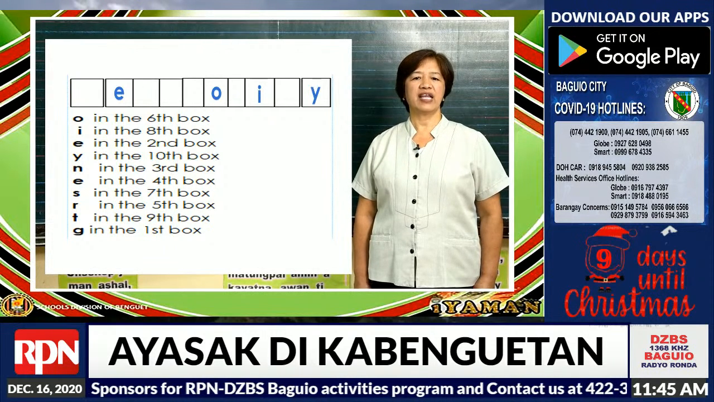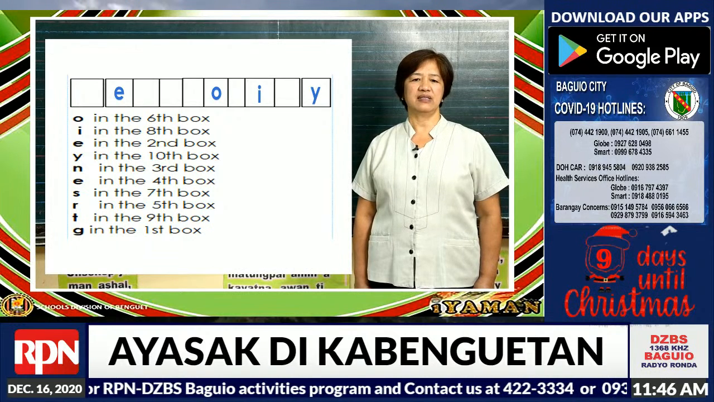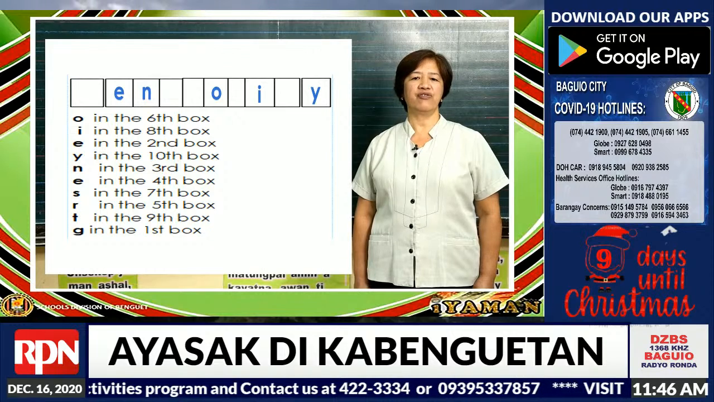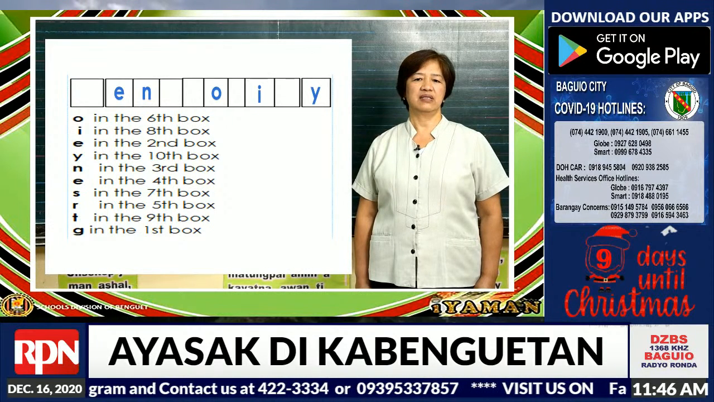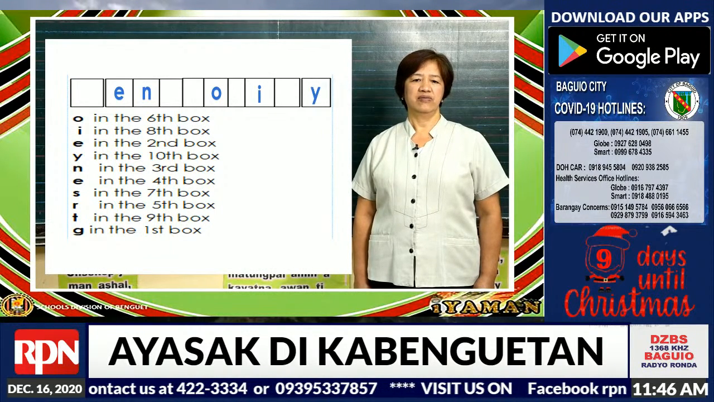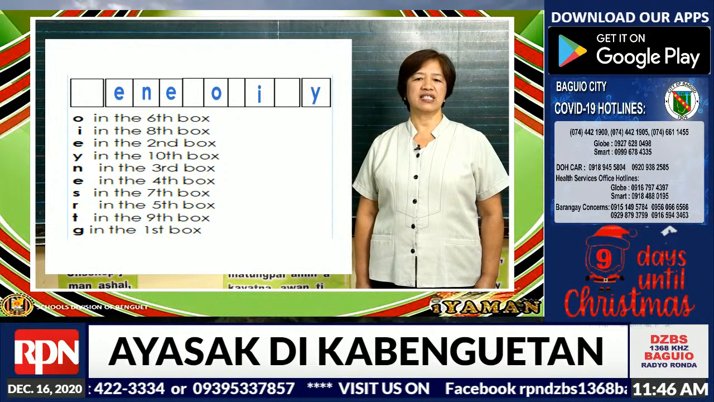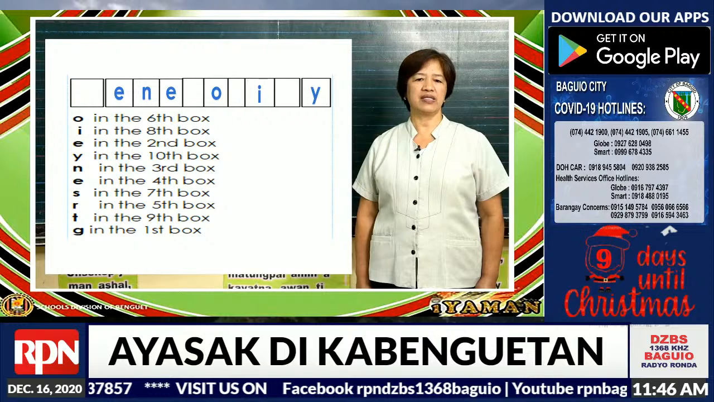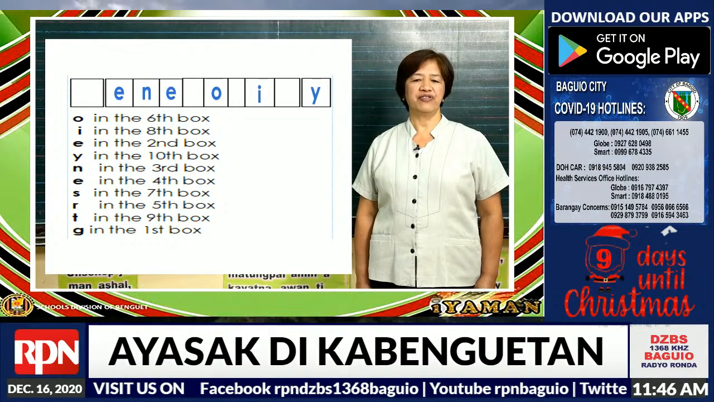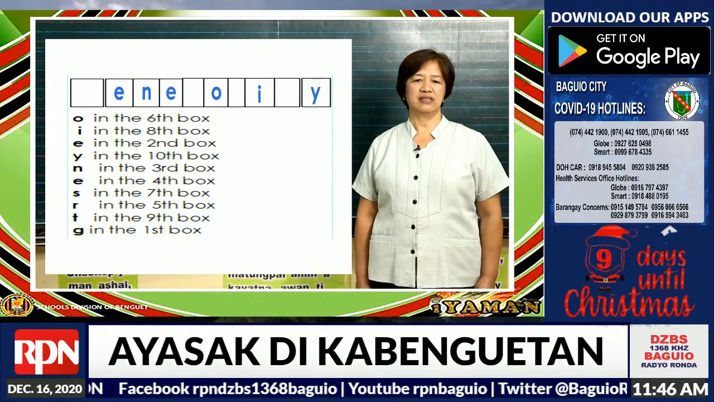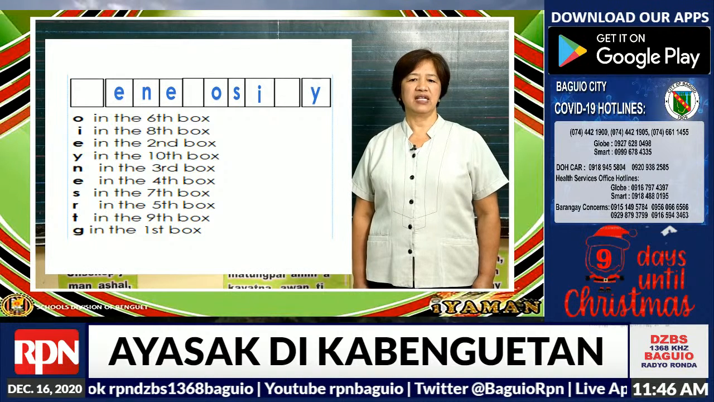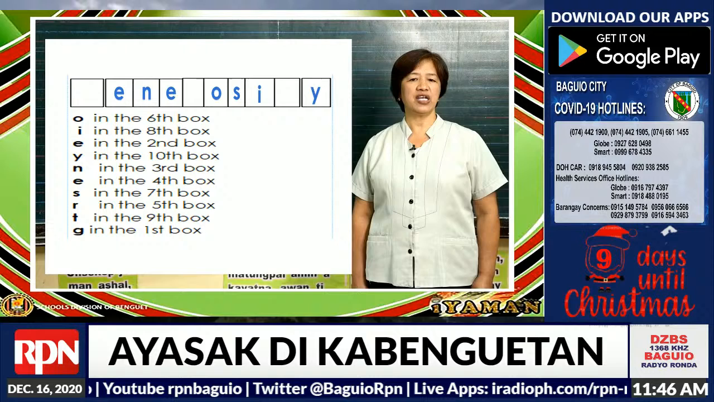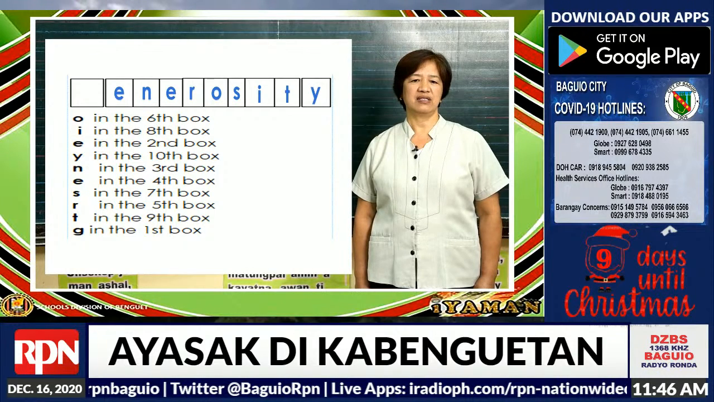Yes. Write N in the 3rd box. That's good. And E in the 4th box. Very good. S in the 7th box. You're doing great. R in the 5th box. Write T in the 9th box. And G in the 1st box.